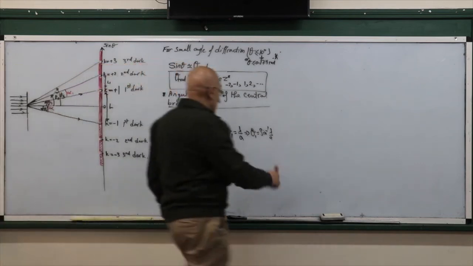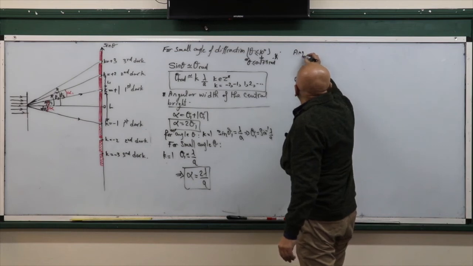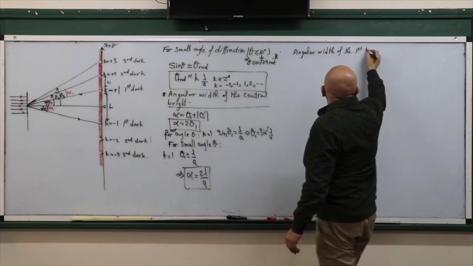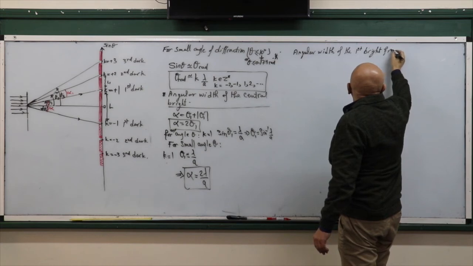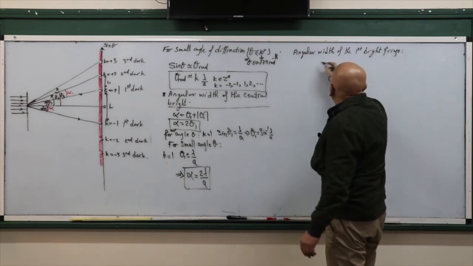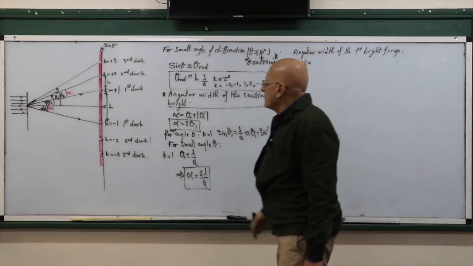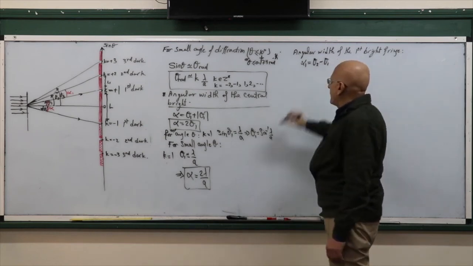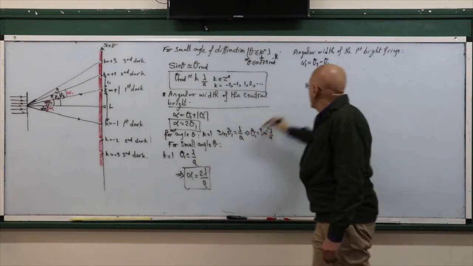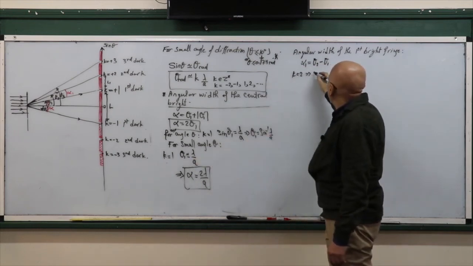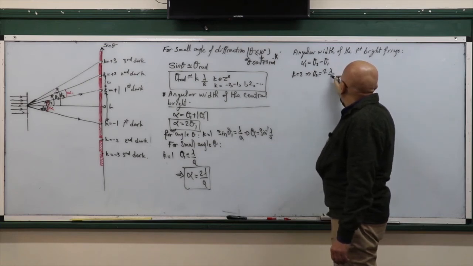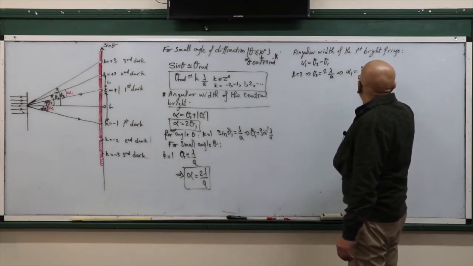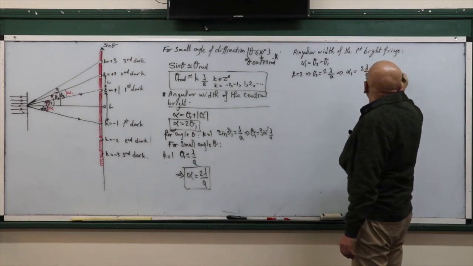So the angular width of the first bright fringe is alpha 1, and as we said, it is equal to theta 2 minus theta 1. I have theta 1, and for k equal 2, theta 2 equals 2 lambda over a. This implies alpha 1 equals 2 lambda over a minus lambda over a, you get lambda over a.